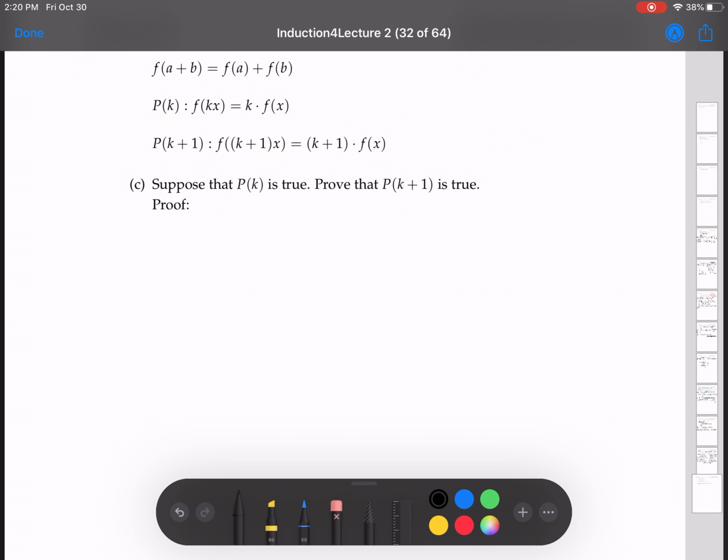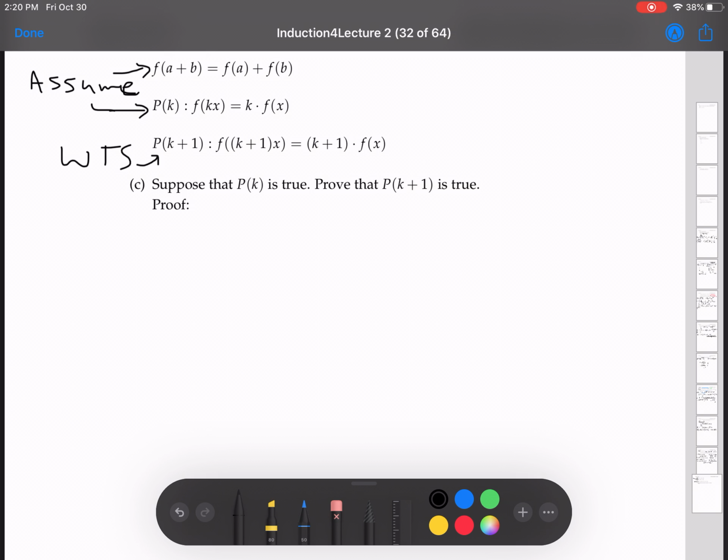All right, and now we prove the inductive step. Now remember that these are the assumptions. These are the things that we get to assume. We get to assume that, we get to assume that. We want to show P of k. So we get to assume P of k. We want to show P of k plus 1.